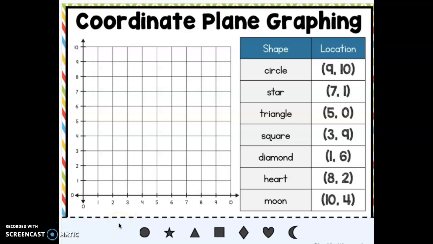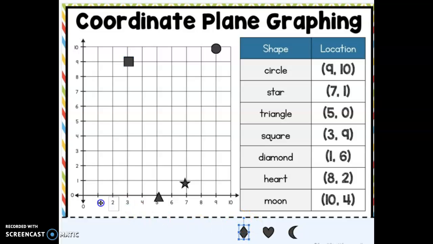Next, we're going to do the drag again. I love this one. Okay, so we're going to drag it over 9, and we're going to go up 10. Make sure you're on the right line or you get it wrong. Star needs to go over 7 and up 1. Triangle, you're going to go over 5 and up 0. Square, go over 3, go up 9. Here I'm going. Boop.